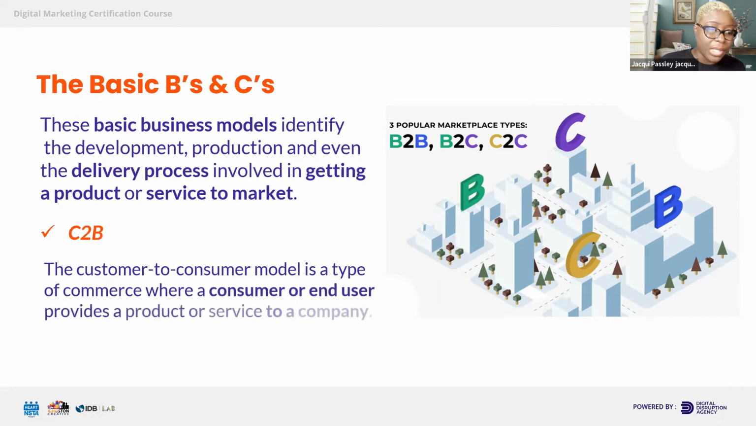Okay. The customer to customer model, this is supposed to be customer to business. The customer to business model is a type of commerce where a consumer or end user provides a product or service to a company. So think of affiliate marketing or even influencer marketing. What is the product or service, you may ask? Well, it's you. It's their audience.